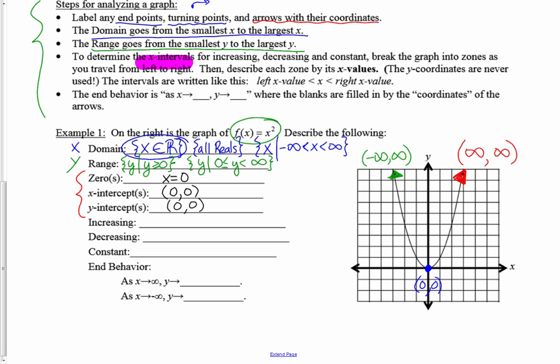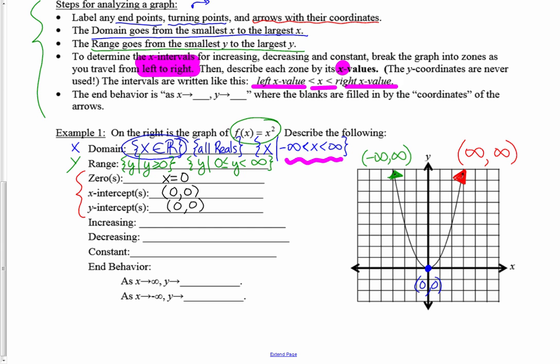Next, I want to do my x intervals for increasing, decreasing, and constant. So I'm going to break the graph into zones as I travel from left to right. It's really important I'm going from left to right. Then I'm going to describe the zones by the x values. They always have to be x values. The y coordinates are never used. The intervals are written where I say the left x value is less than x, which is less than the right x value. So kind of like this notation I used with my domain.